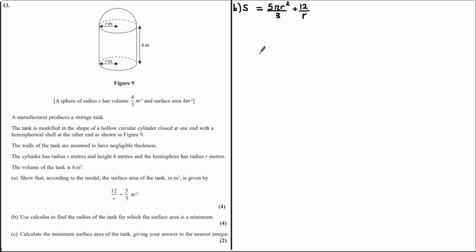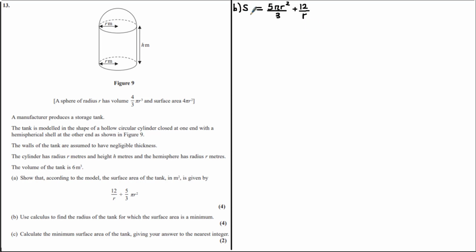Now we know that the surface area is equal to this expression here, 5 pi r squared over 3 plus 12 over r. To be honest with you, I'm not quite sure why I've written it the other way around, but it doesn't matter, does it? Because addition is commutative.